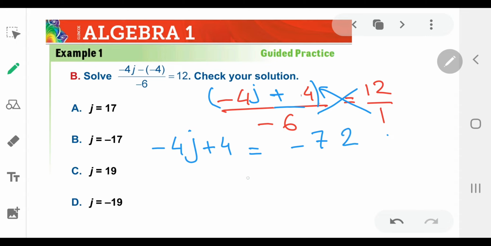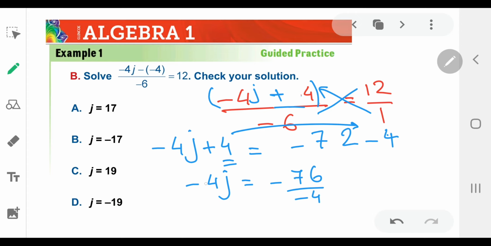Negative 6 times 12 is negative 72. Now I have to get rid of the 4, drag it to the other side as negative 4. So it's negative 4j equals negative 76. The last step here, I will divide both sides by negative 4 to get rid of this negative 4. So j will be negative 76 divided by negative 4. Using long division, you will find it's equal to 19. Here is the answer.